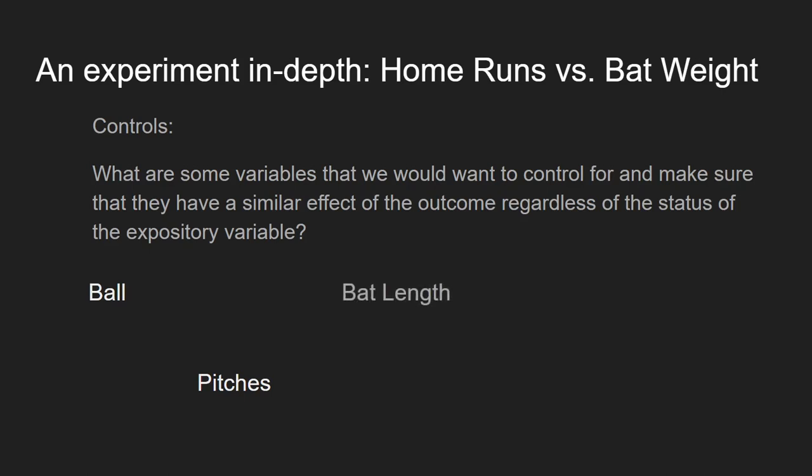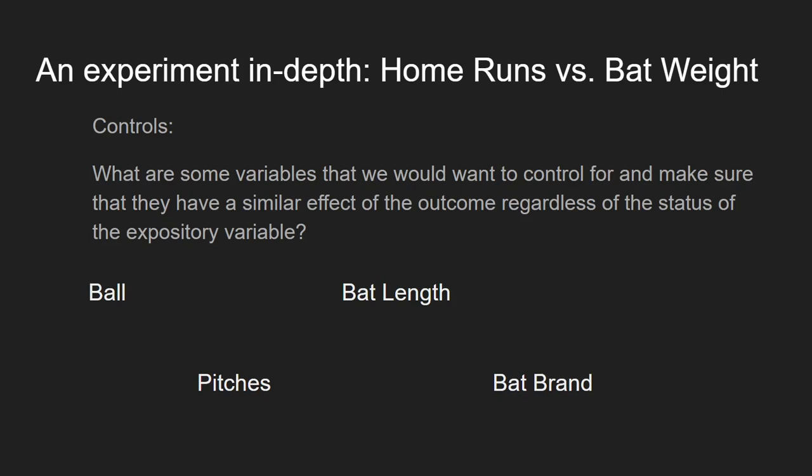Variable: bat length. We want her to use the same length bat, even though they're different weights. The same length bat can make a difference in where the sweet spot on that bat is. So we don't want her using different length bats, even though they might be different weights. We want it to be the same brand of bat. Different companies manufacture bats with different technologies built into them, so we want her to use the same brand of bat for every single swing.